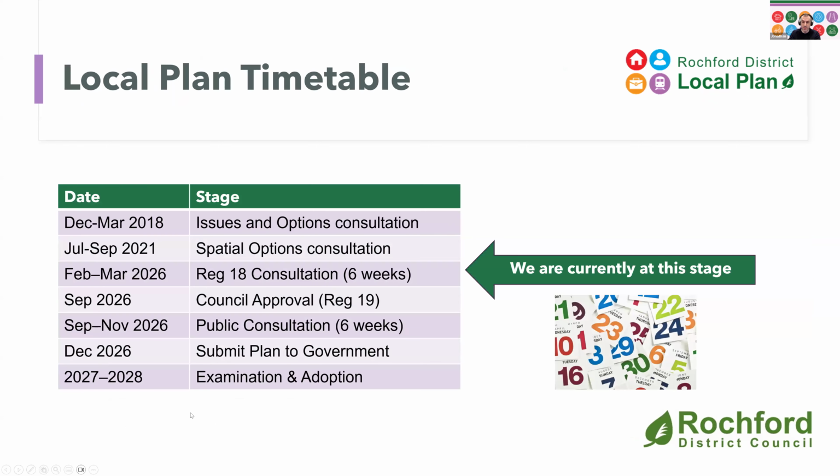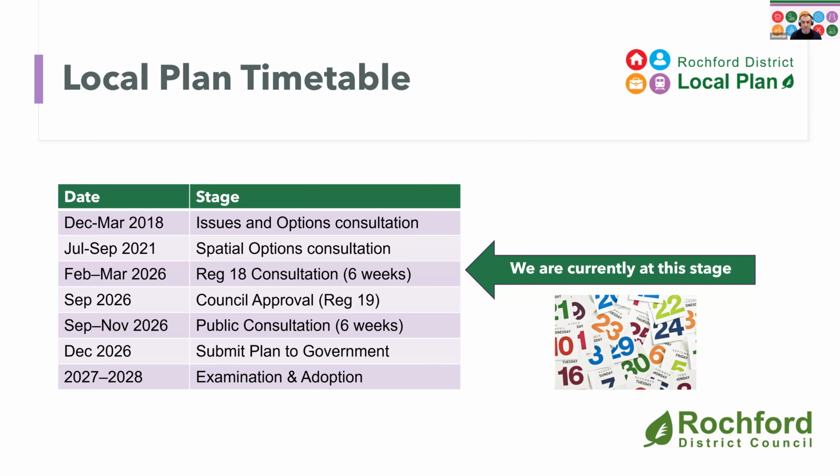So where are we currently in terms of the timetable? We do have to work to a timetable. There's a requirement from government for us to prepare an up-to-date timetable, work towards it and keep it up to date. There are some previous stages we've already had consultations on. This goes back to 2018, when there was an issues and options consultation, and a spatial options consultation in 2021.